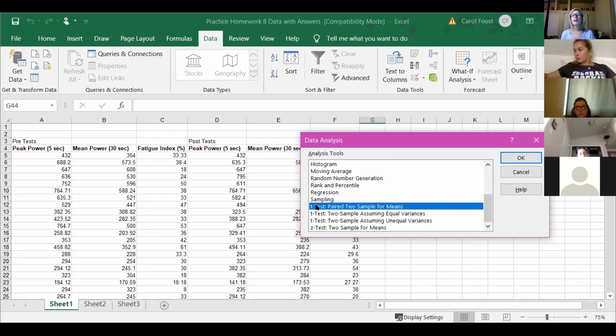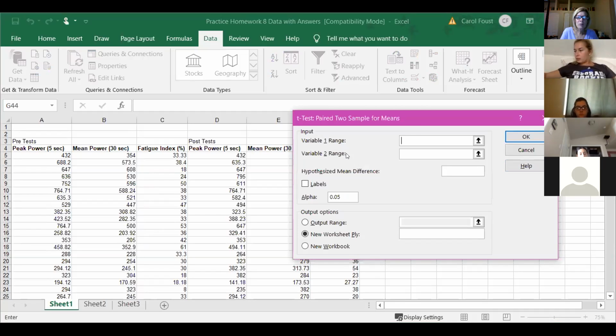So for test-retest reliability tests, you're always going to use a paired t-test because it's always going to be one group that they've measured more than once, two times. And we're going to see what's going on with that. Okay, so we're going to do a paired t-test.